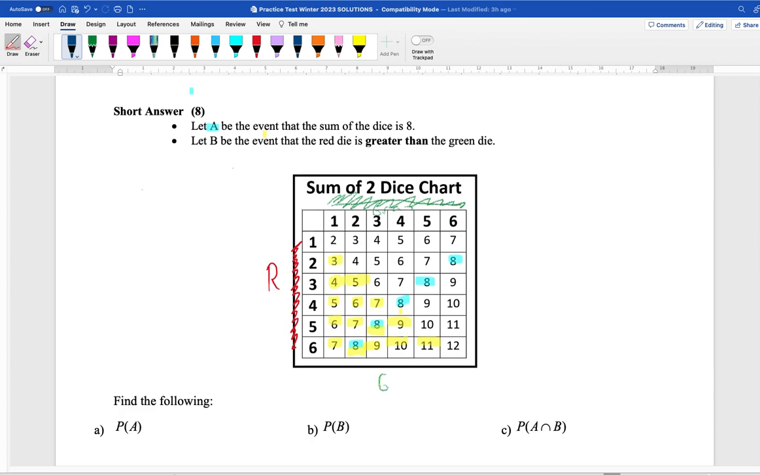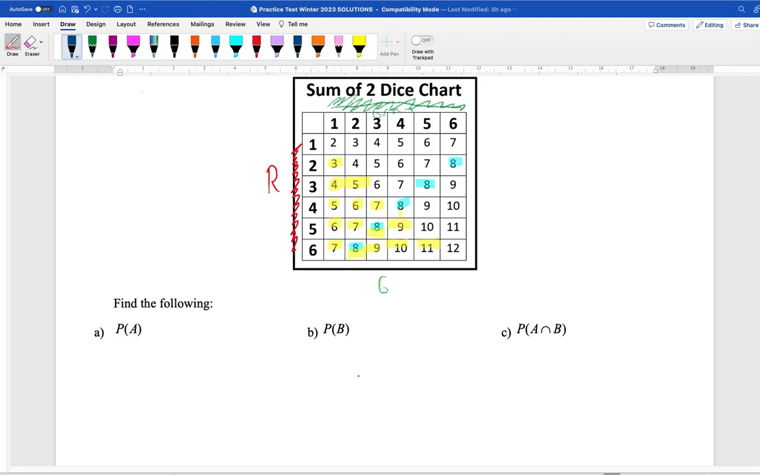So what's the probability of A? Well, probability of A is 1, 2, 3, 4, 5. It's 5 over 36. Probability of B is 1, 2, 3, 4, 5, 6, 7, 8, 9, 10, 11, 12, 13, 14, 15. 15 over 36.